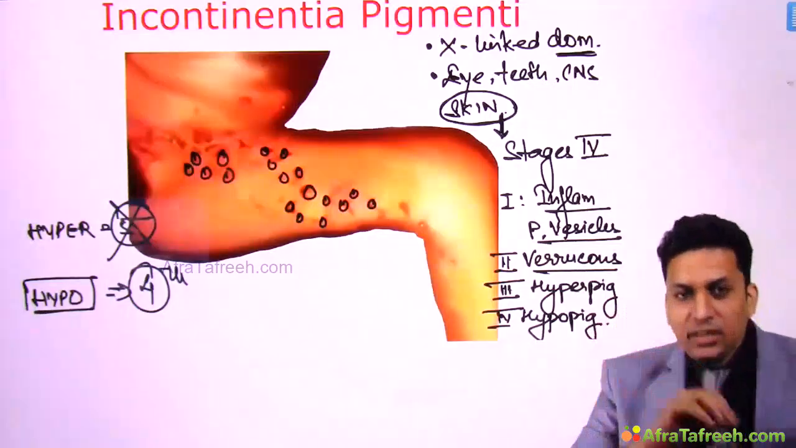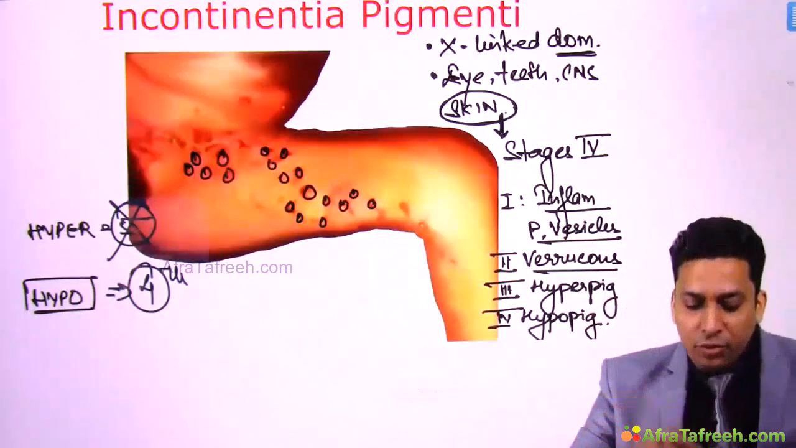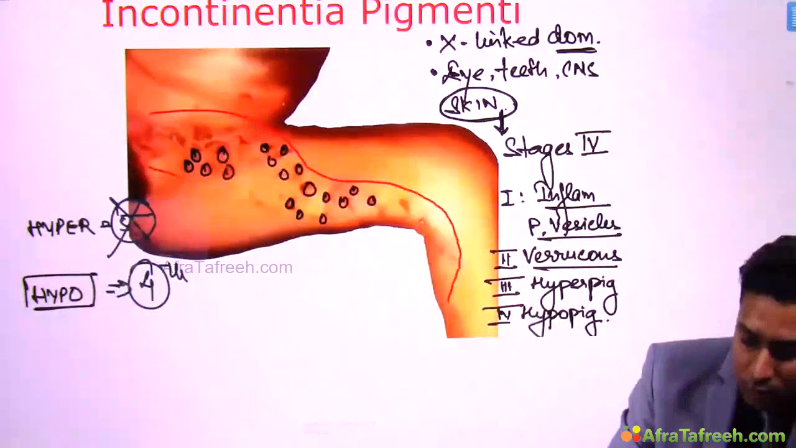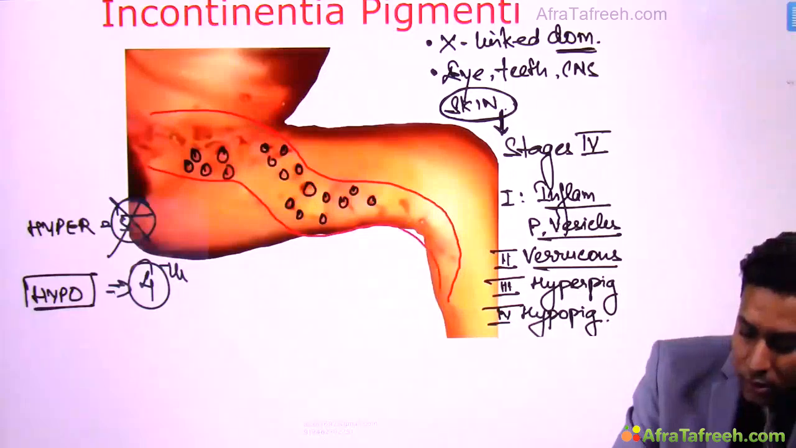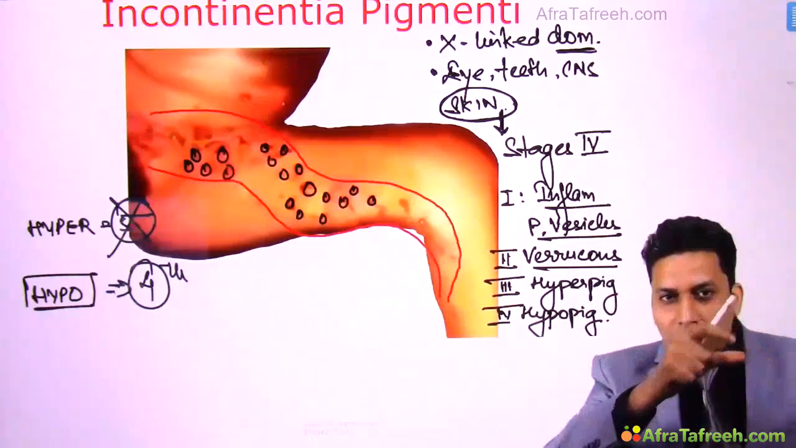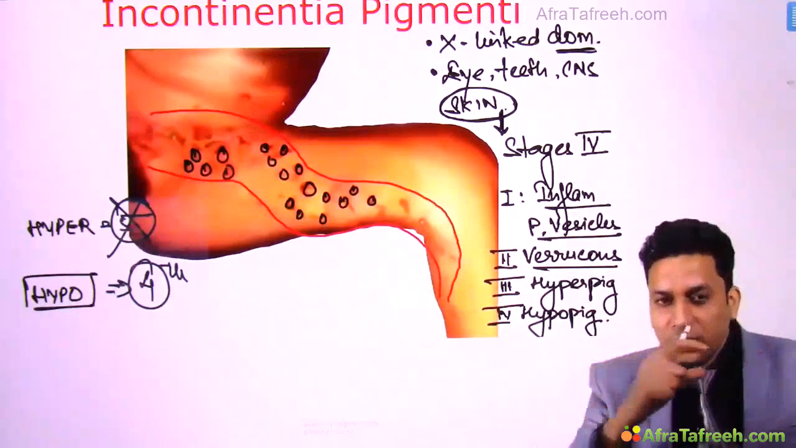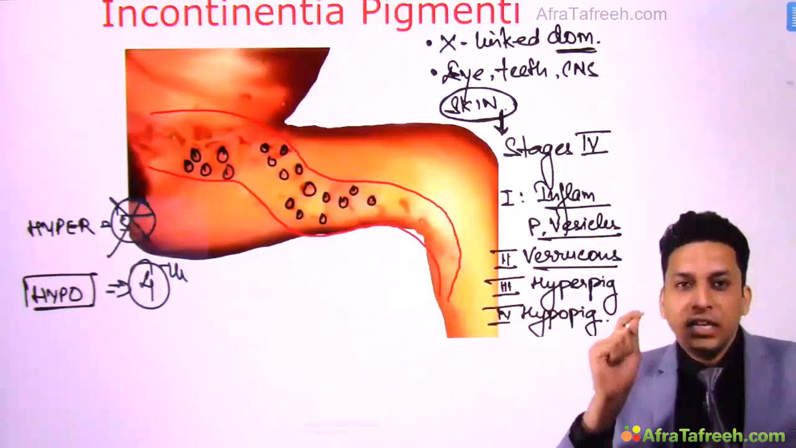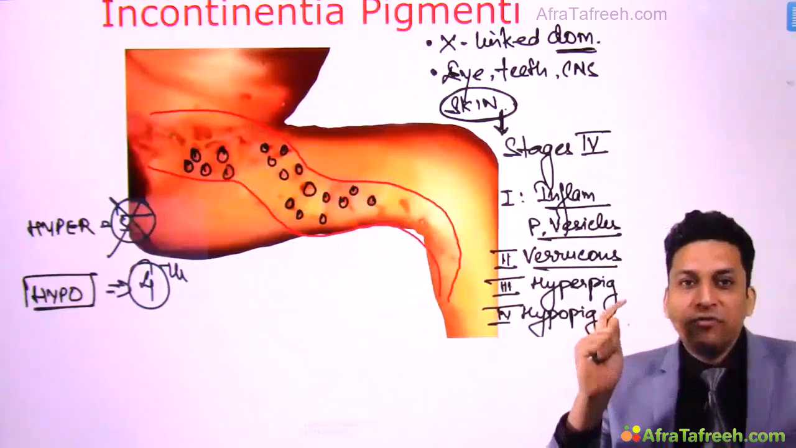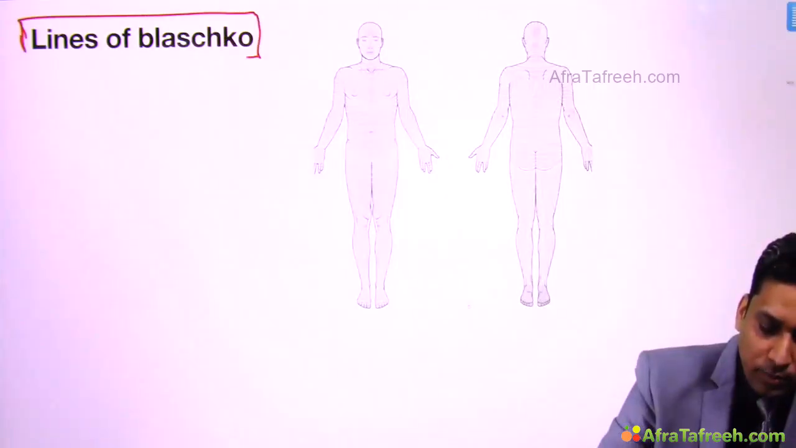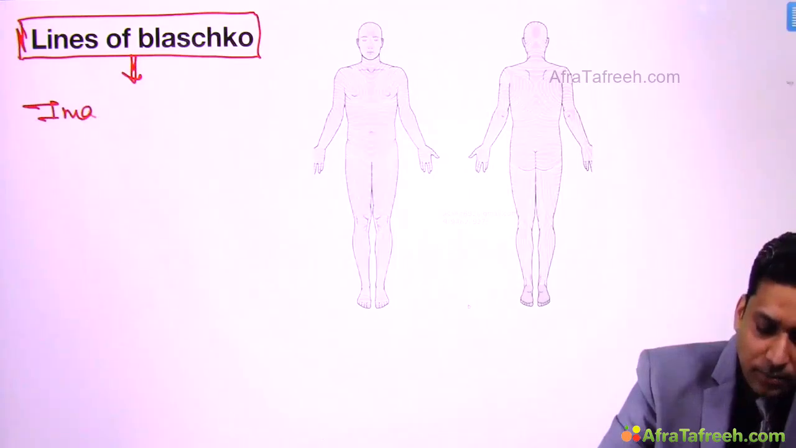Now, one more important thing which you need to remember here is that if you notice these lesions, they are following a linear pattern, isn't it? So they are along a linear pattern. They are following some lines. Which lines? In incontinentia pigmenti, the lesions follow lines of Blaschko. What are lines of Blaschko? These are imaginary lines.